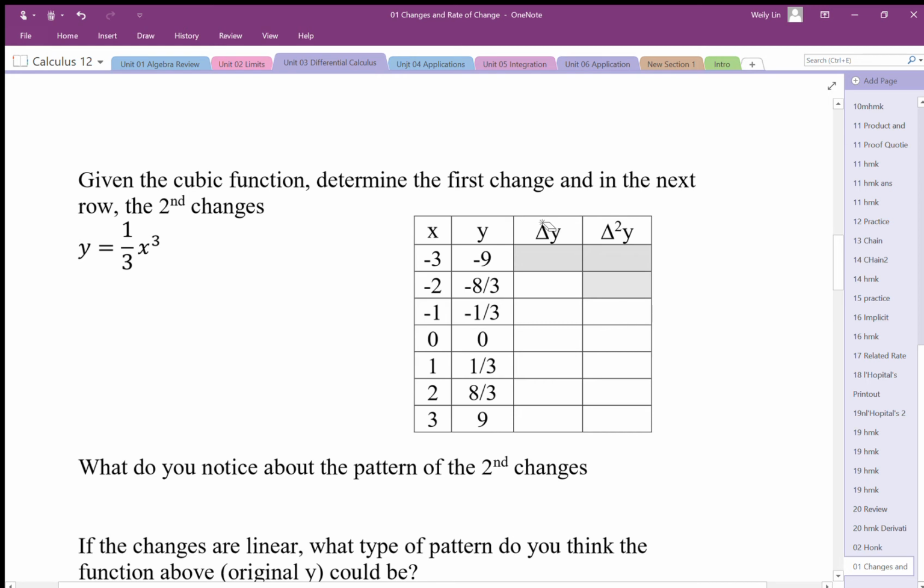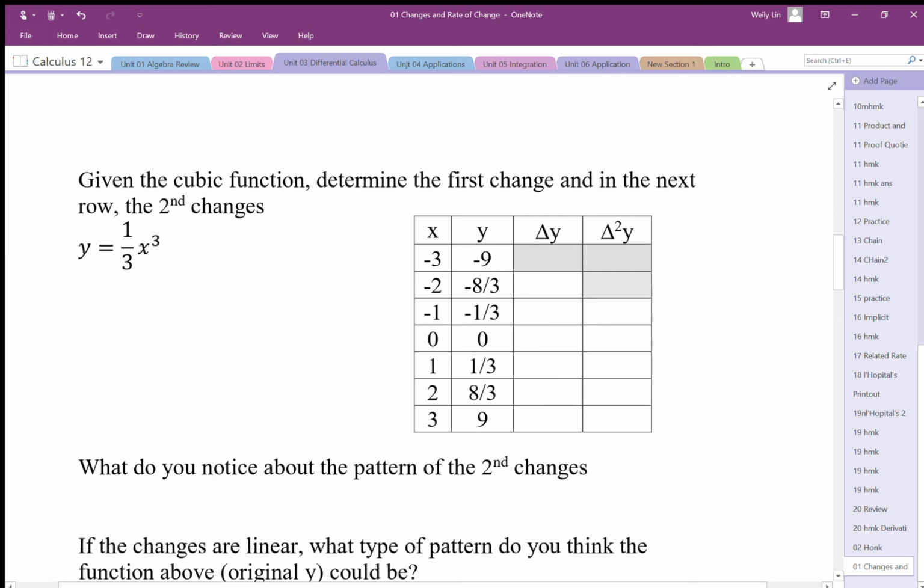So we've got the first change here and the second change here, which I've indicated by the delta squared. It's not actually a squared, but it means the second change. So here's a cubic function. I've given you the cubic function 1/3 x cubed. And here are the x and y values.